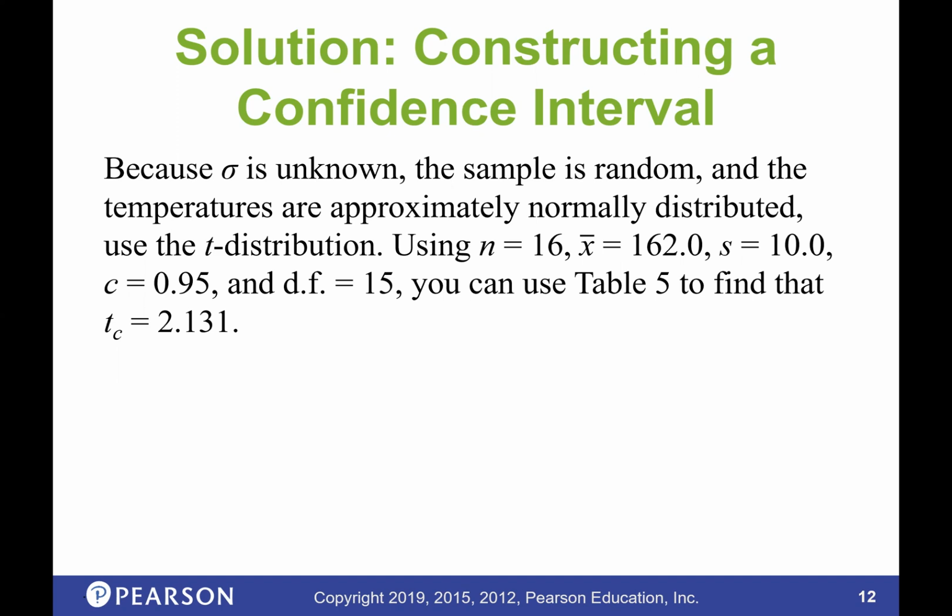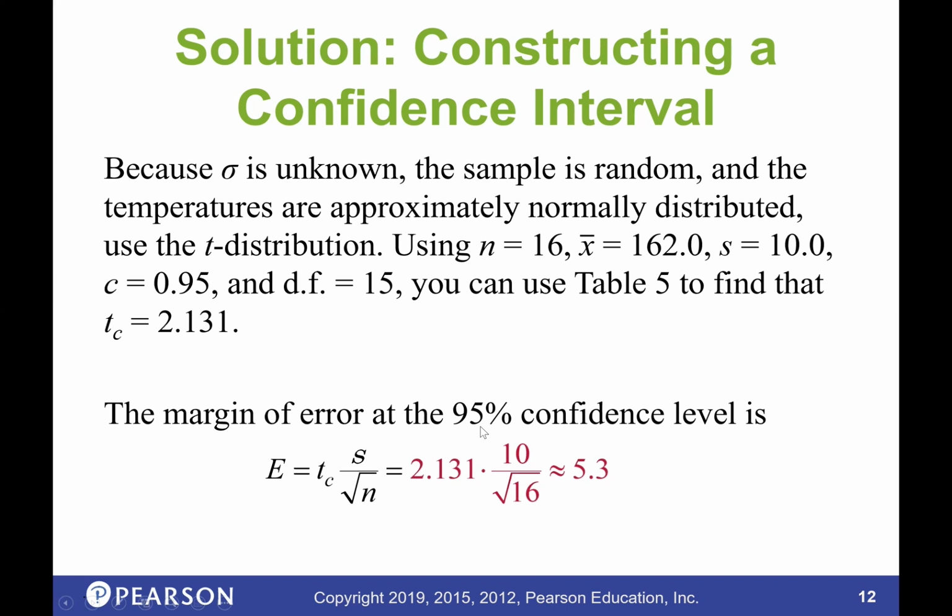Okay, so what we have to compute is the margin of error, right? We want to see how much error we get from the mean, because we already have the mean. Mean is 162. We already have the point estimate, as the book calls it. So we've got to calculate this guy, the margin of error.